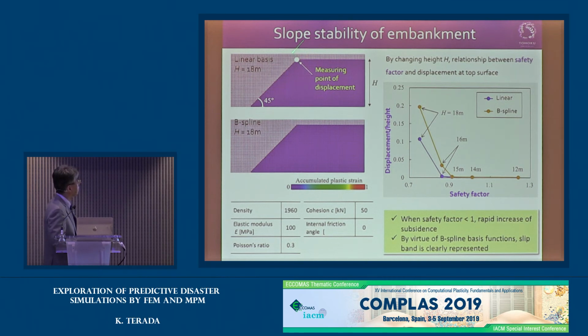Here, as you can see, the result with the linear and the B-spline function are compared. When the safety factor is less than 1, we have a rapid increase of subsiding displacement like this. But here, the result with the linear basis function is much stiffer than that of the B-spline function.